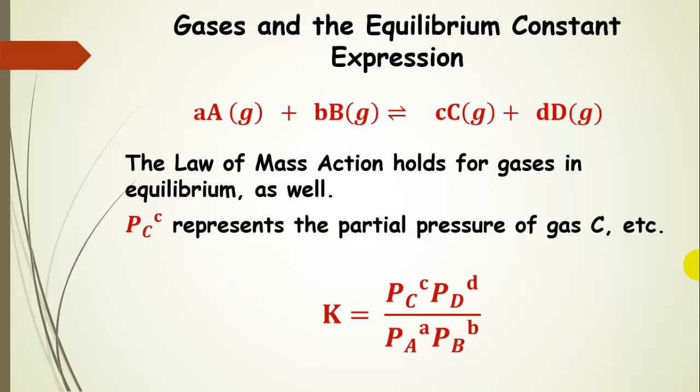Now, the law of mass action holds for gases in equilibrium just as it does for solutions. And so we have a new symbol to look at. And so this is the partial pressure of product C raised to the coefficient C power. Okay? So for gaseous reactions, then we would have P as the partial pressure. There's the reactant or product raised to its coefficient power.